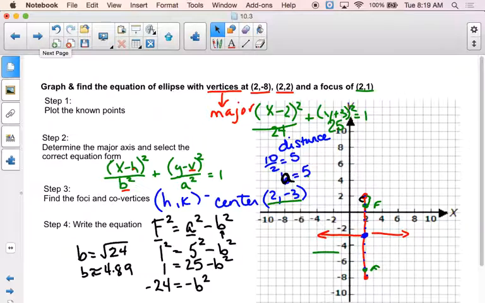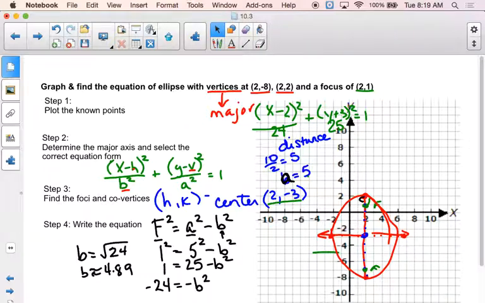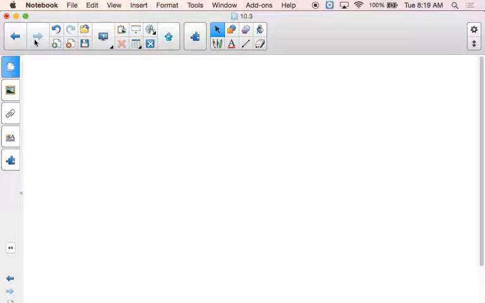Okay, so if b is approximately 4.89, that means that from the center, I'm going to go 1, 2, 3, 4, about right here, and 1, 2, 3, 4, about right here, which then, whoops, if I could get through the point, lets me graph a tall and skinny ellipse. All right, easy peasy, lemon squeezy. Have a good one, guys, and I will see you soon.